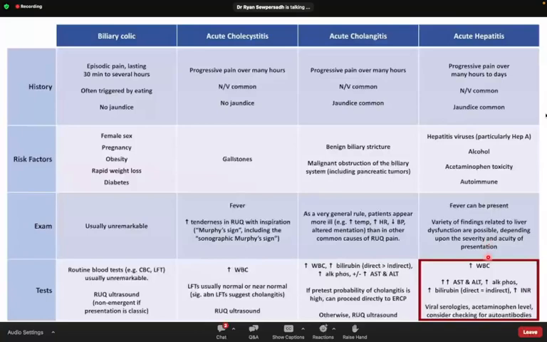Labs are going to include high white count, especially extremely elevated transaminases, often over 1,000, whopping high ALT, AST, high alkaline phosphatase, high bilirubin, right? Classically, with the direct and indirect being roughly equal. Now, this is different from what we spoke about under acute cholangitis, where there's a predominant conjugated hyperbilirubinemia. Here we're saying, okay, direct and indirect fractions roughly equal, and we have elevated international normalized ratio.